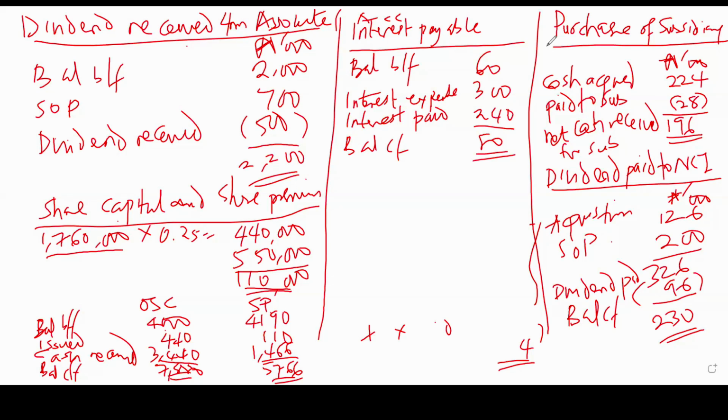What gave birth to this interest must have been a loan, which is a financing activity. So it goes to my financing activity. I will take that interest paid of 240 to my financing activity. What else?